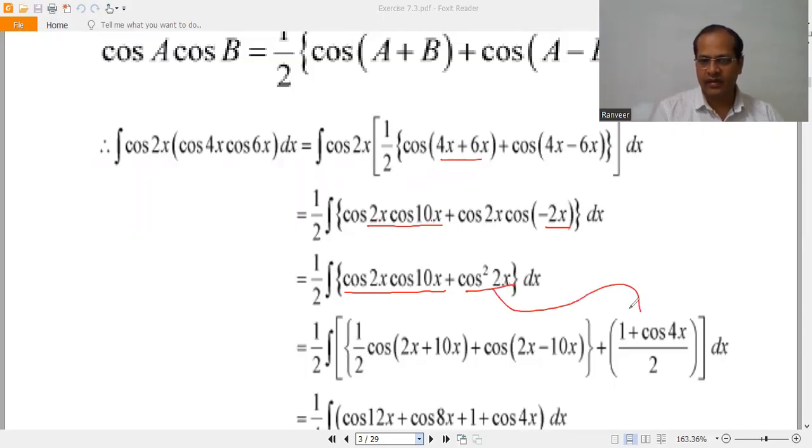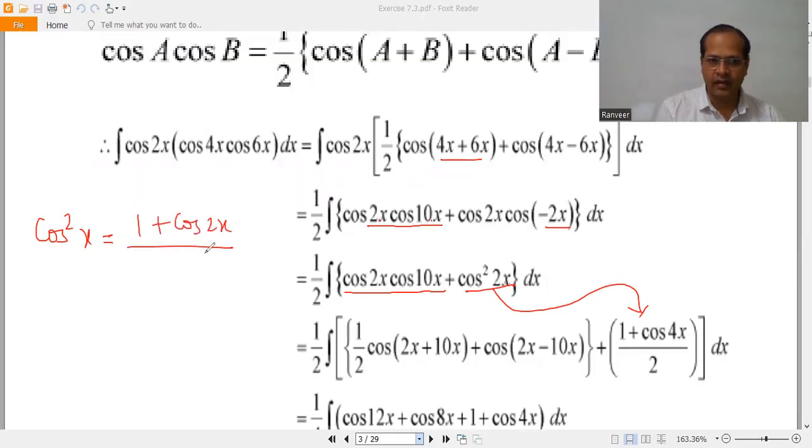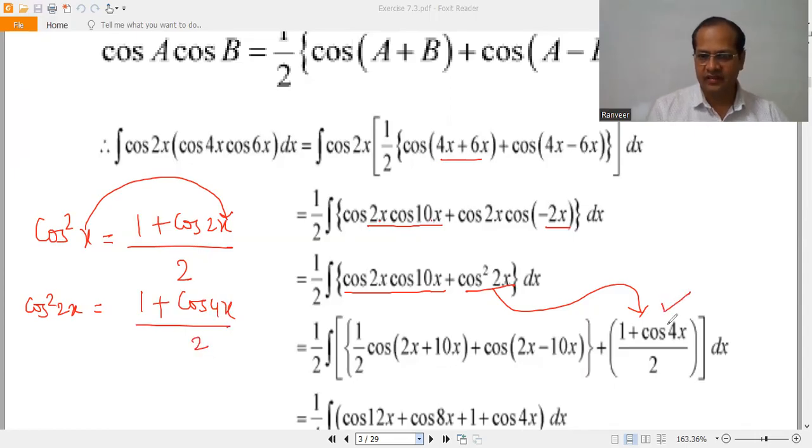Cos squared 2x value is (1 plus cos 4x) by 2, because cos squared x we are writing as (1 plus cos 2x) by 2. So the corresponding value of cos squared 2x is nothing but 1 plus cos, in place of x, earlier it was 2x, now 2x is there, then this is 4x by 2. So this is the value, and 1 by 2 cos 2x plus x.